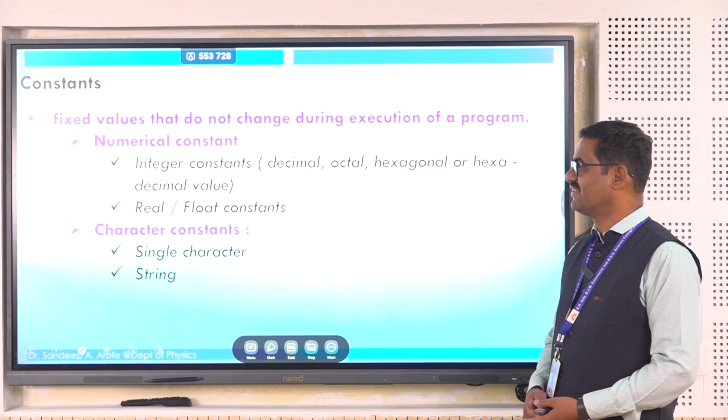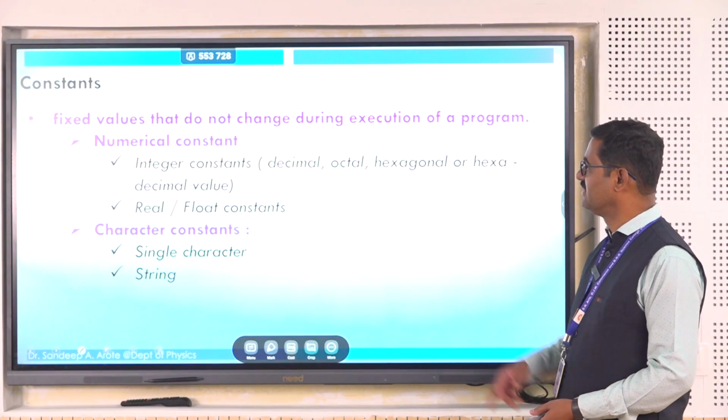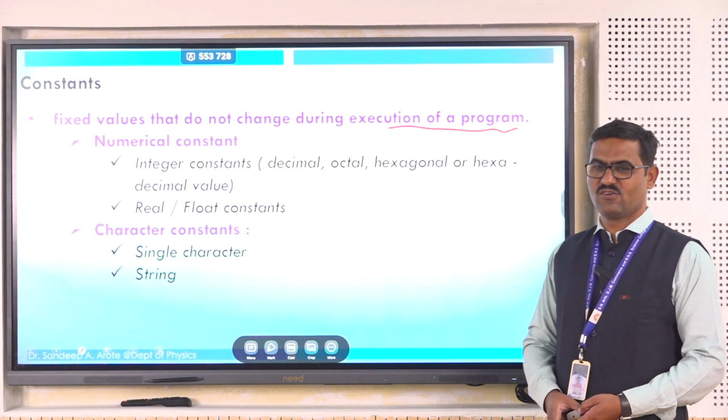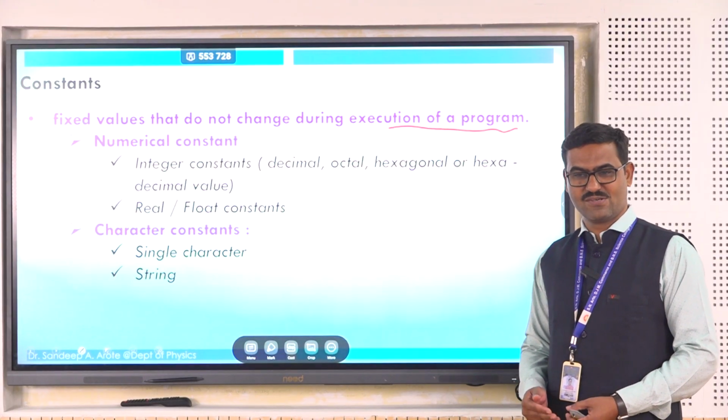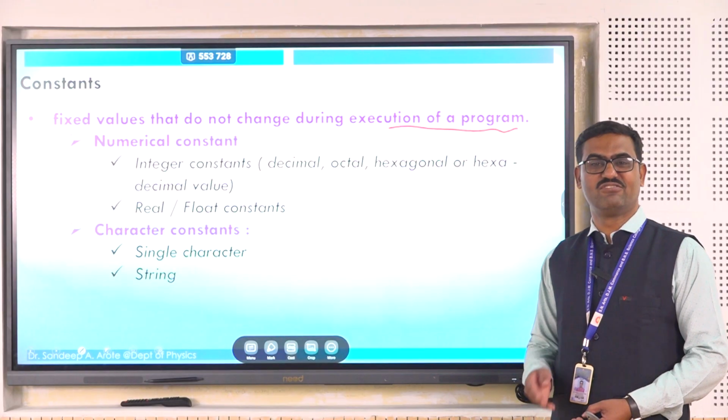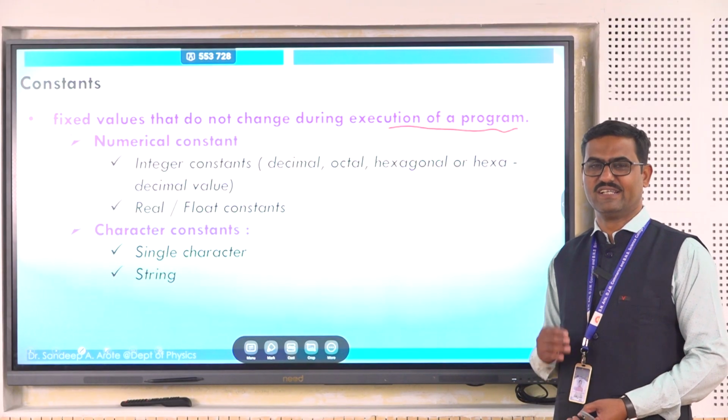So, constants are fixed values that do not change during execution of the program. But constant does not mean the value remains constant for a variable; you can change it by either increment or decrement.